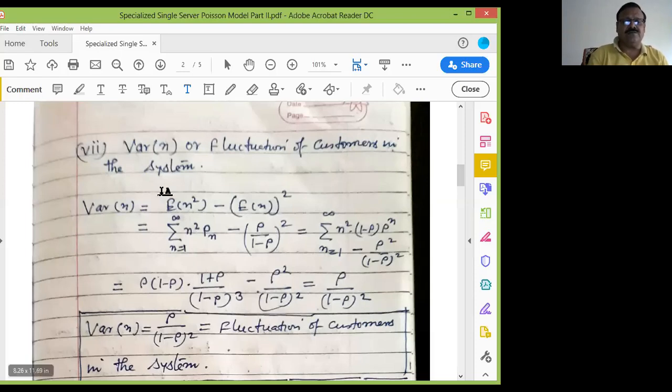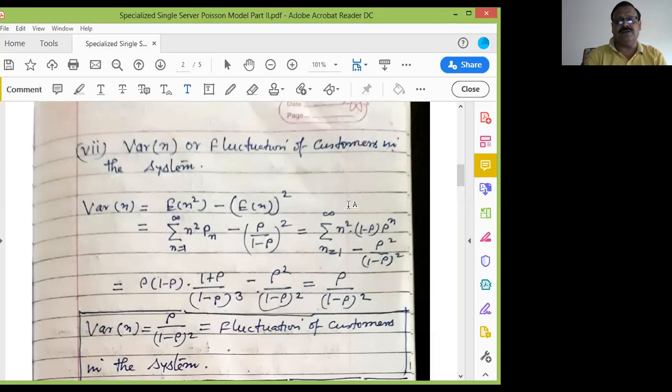There are two formulae for the variance. I have already told you in the previous lecture. So we have used here this computational form. This is E of n square, and E of n is the mean, the square of the mean. This is the square of the mean. So this is as usual the sum of n square P n, with rho to the n times 1 minus rho. This is the value of expected n.